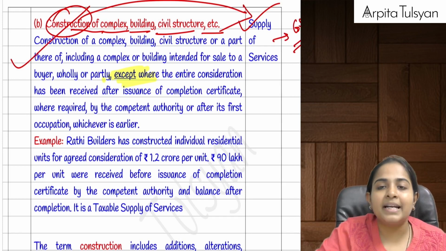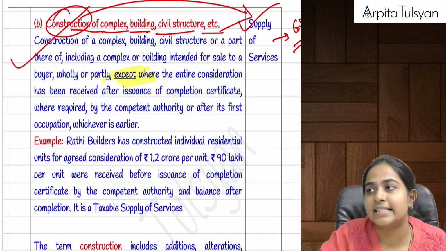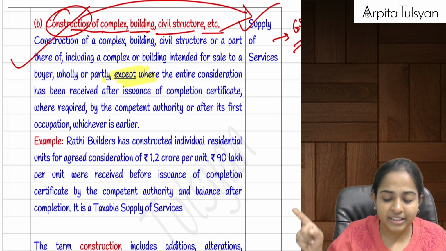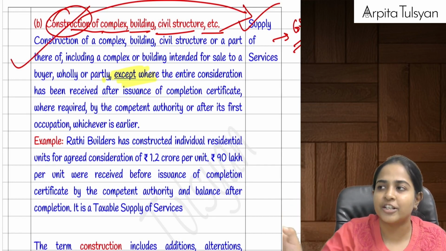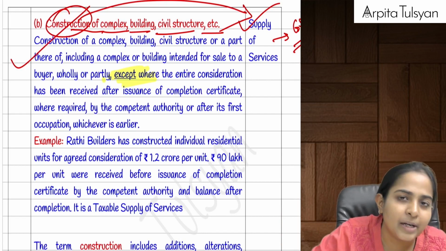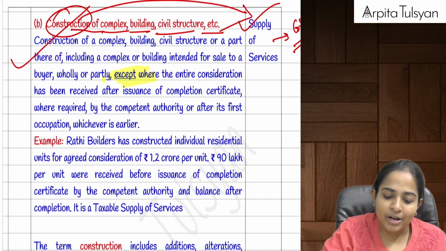But if we have done the construction and we have got the entire consideration after receiving the CC, or after the first person came and occupied that property, out of these two whichever is earlier, then in that case that transaction is not at all liable to GST. That we are going to study in Schedule 3 now. Are you able to understand this?